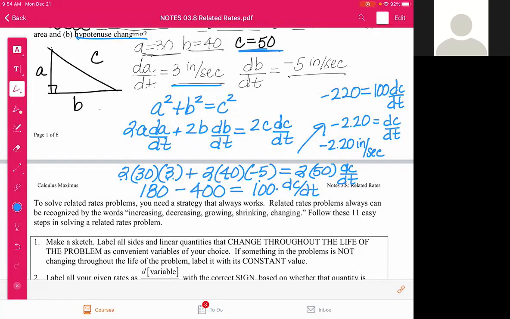If on an exam, or if I asked you a question on the homework about this, you could say the hypotenuse is decreasing in length, or shrinking, or however you want to put it, at a rate of 2.2 inches per second at that moment in time. Okay, at that particular instant in time. Take a look at that and see if there's anything you want to ask me about.